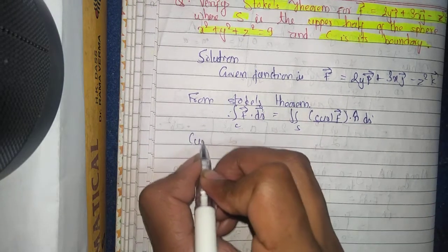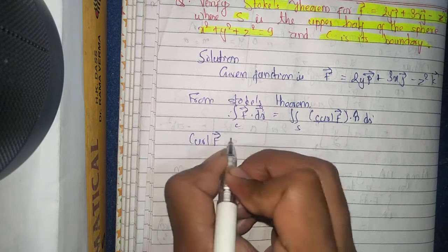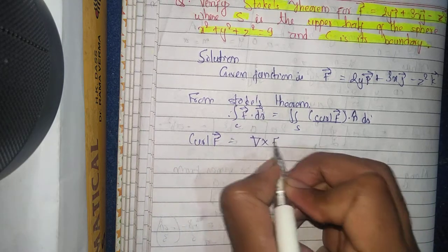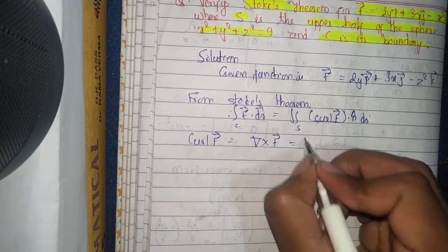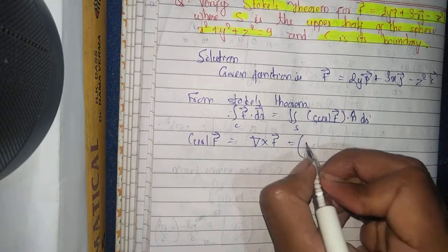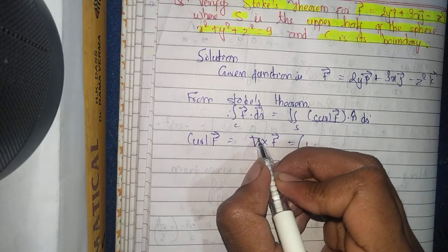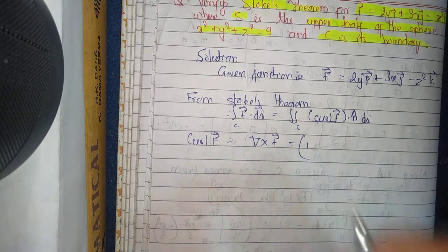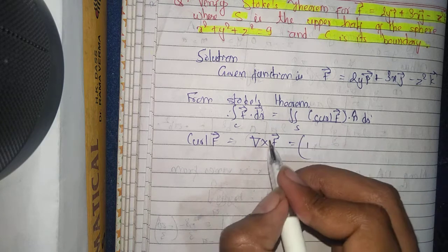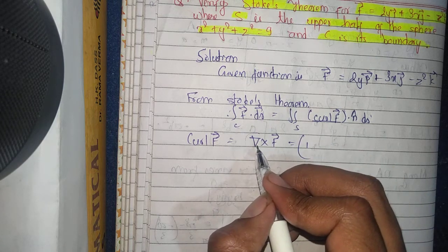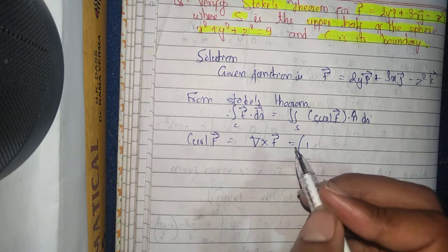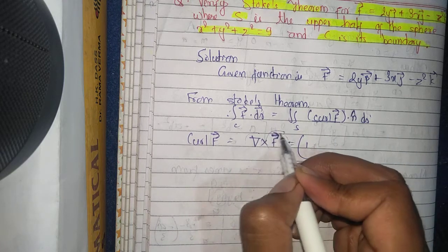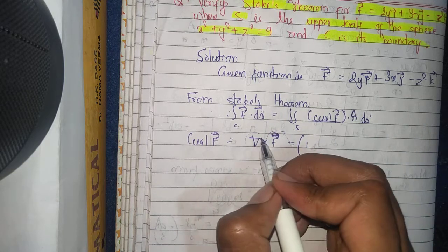As you know, curl of vector f equals nabla cross f vector. We know the value of the nabla. What is nabla? Nabla is the vector differential operator which is used to operate any vector function. Let me repeat it once again. Nabla is a vector differential operator which is used to operate any vector function. Since our f vector is a vector function, in order to operate it we use nabla.